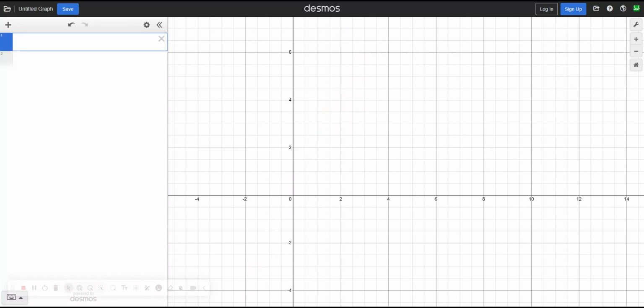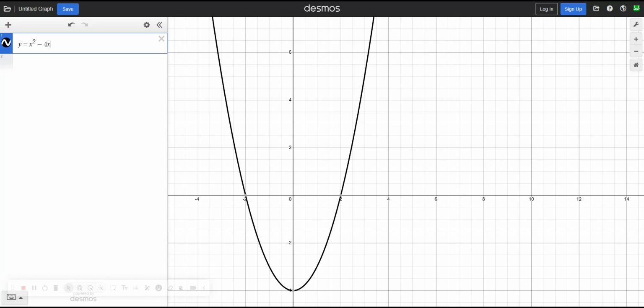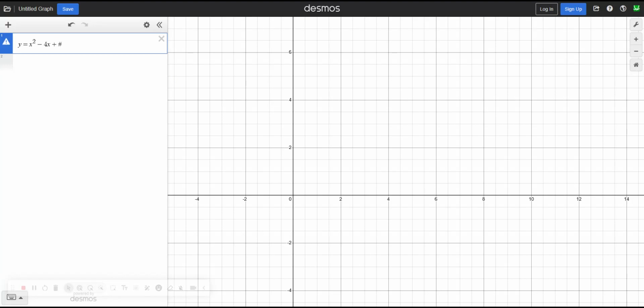All right. Let me show you a little further how it works. So I'm going to start by graphing the quadratic function x squared minus 4x plus 3. Oops, my mistake. Okay. So you see this, as soon as I enter it, it automatically pops up. It's generated on the graph. I don't have to worry about that.